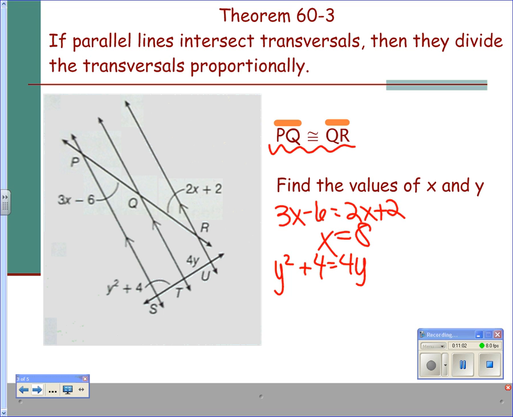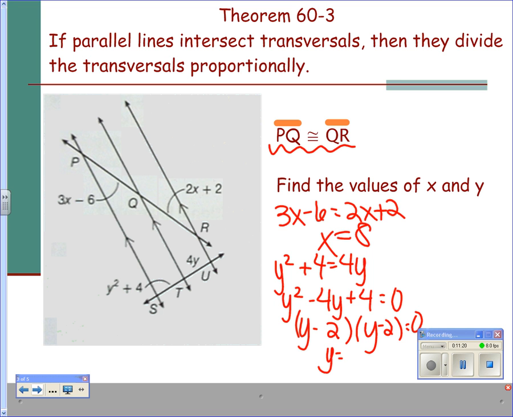Okay. And then what are you going to have to do? And do what? How will it factor? So y equals 2. Does that make sense? Any questions here? Okay.